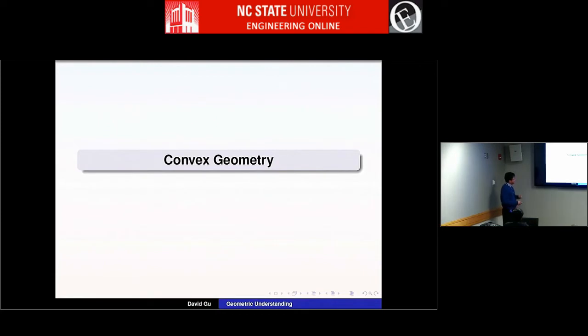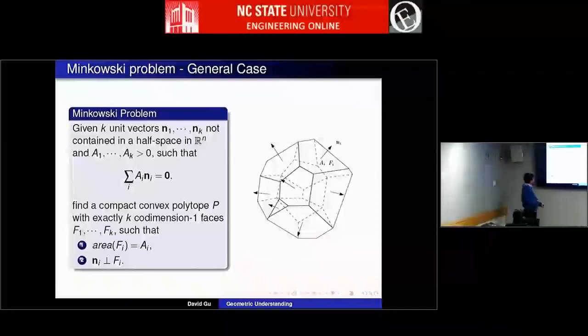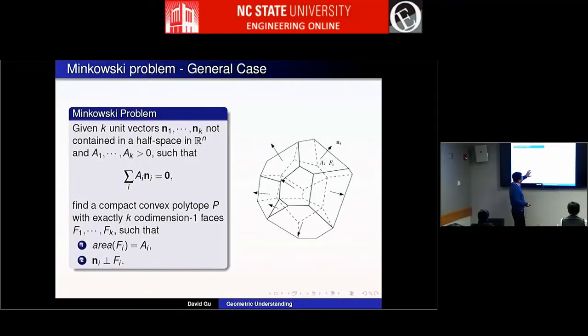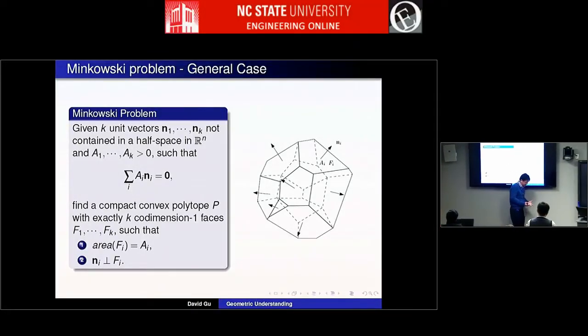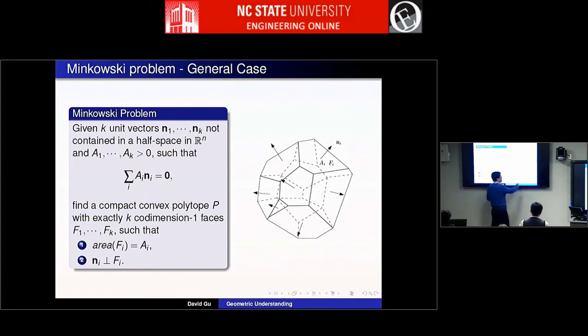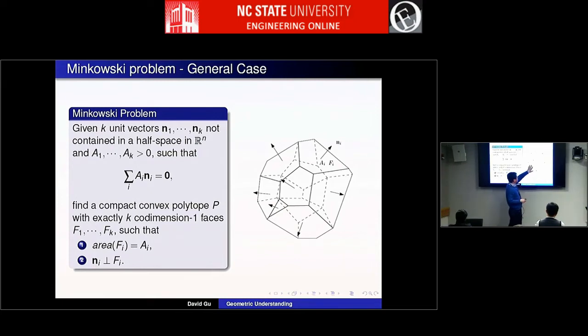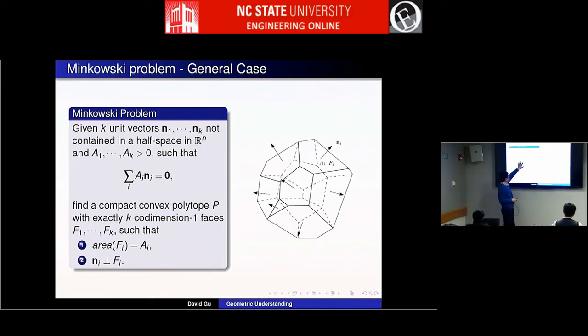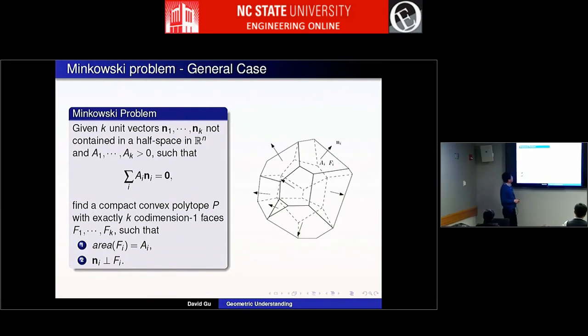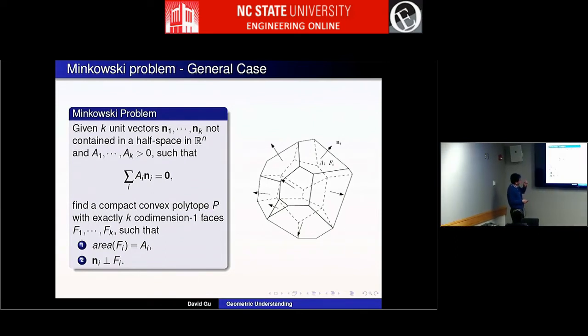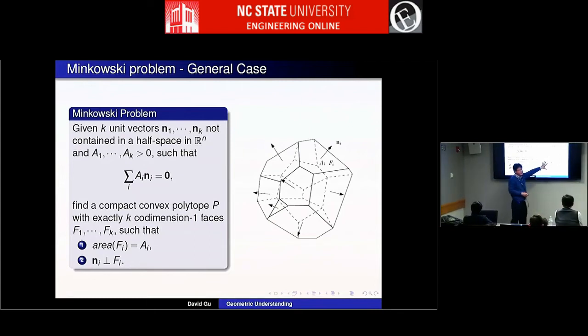Then everything is actually closely related to convex geometry. The following problem is well known, called the Minkowski problem. Suppose we have a convex polyhedron in R3. We know the normal to each face, and we also know the area of each face. The area and the normal satisfy this linear constraint. Then Minkowski asked whether such a convex polytope exists and whether it is unique. He proved that such a convex polyhedron exists and is unique.